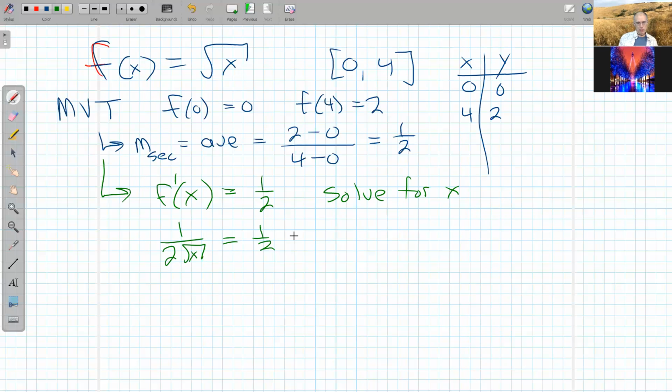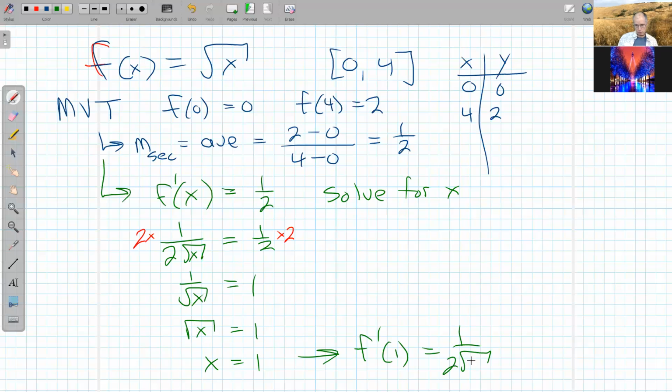So we can multiply both sides by 2. That cleans things up a bit. Then we get 1 over the square root of x is equal to 1. And then we can flip both sides. So the square root of x over 1, or just the square root of x, is equal to 1 over 1, which is just 1. Squaring both sides, we get x equals 1. And we can double check that. f prime of 1 is 1 over twice the square root of 1, which is 1/2.